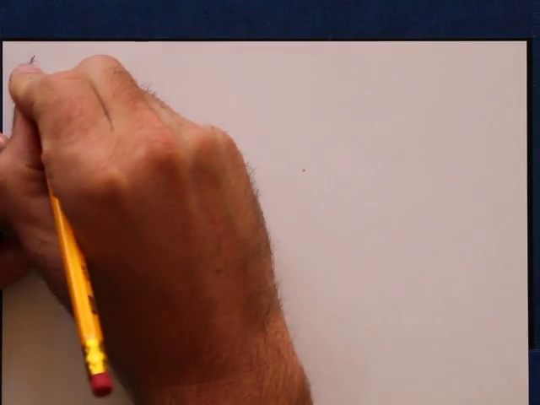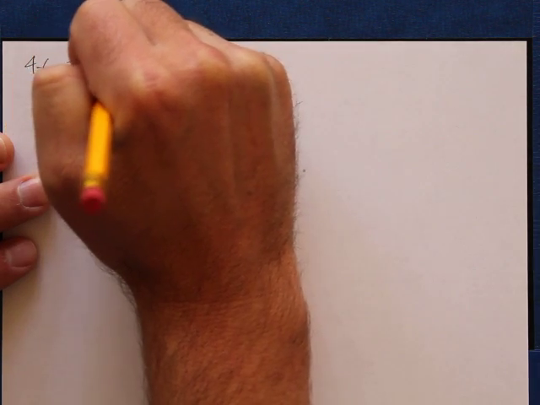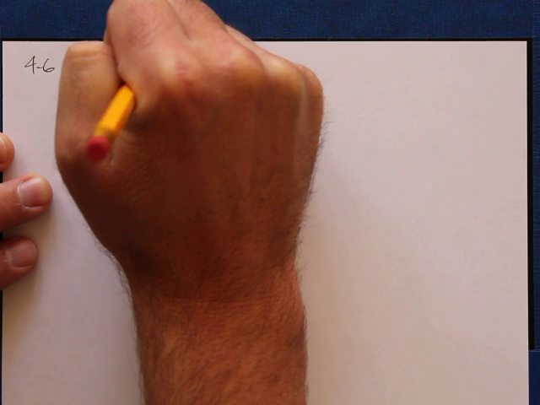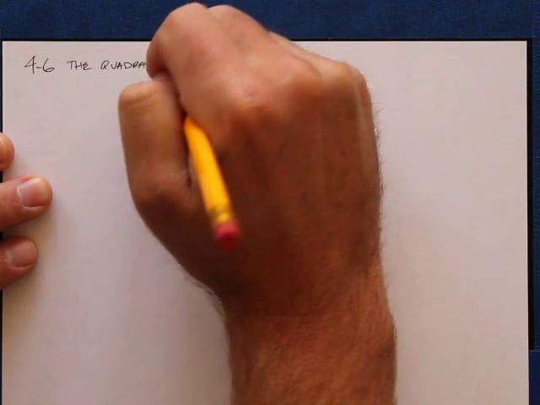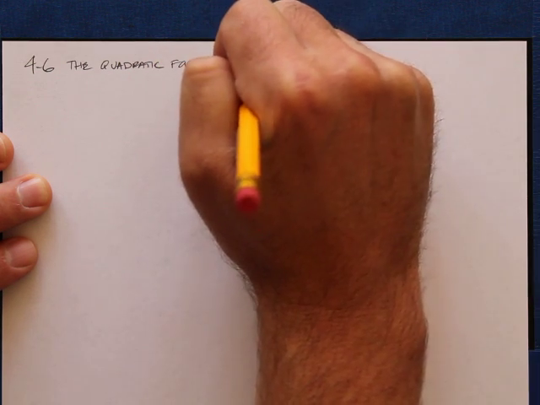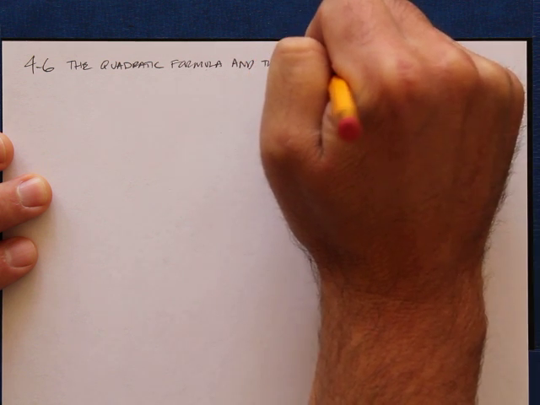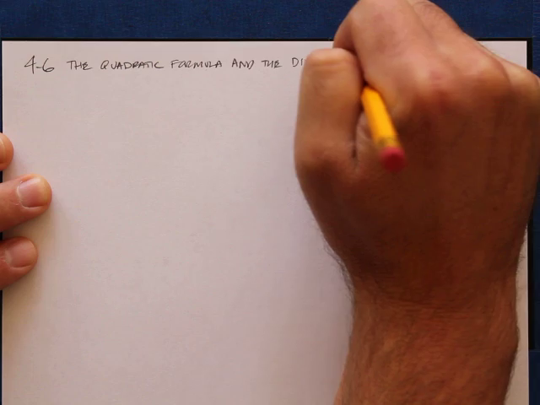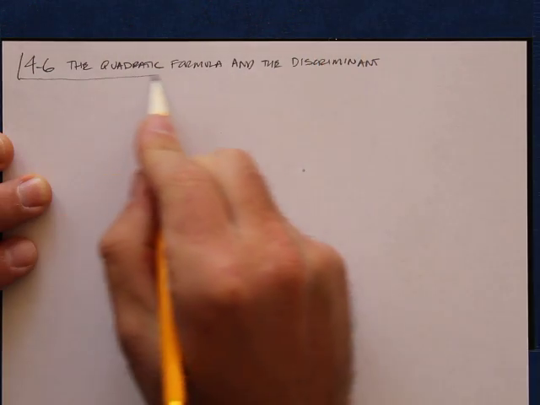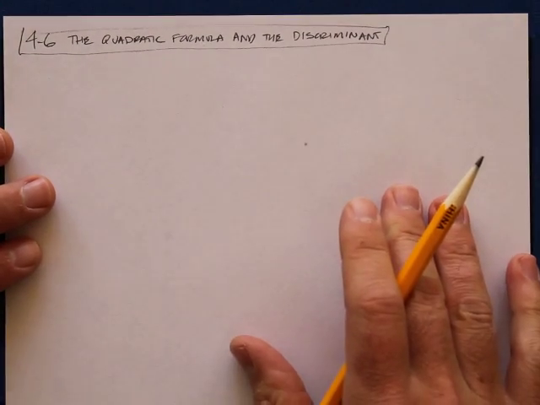Algebra 2, section 4-6. The quadratic formula and the discriminant.